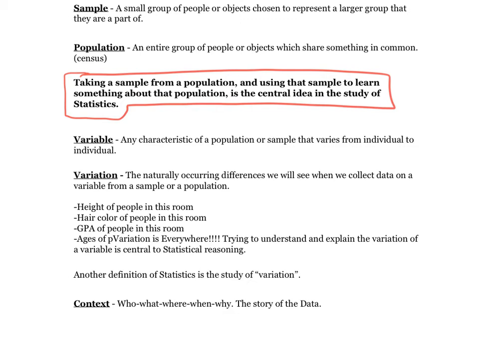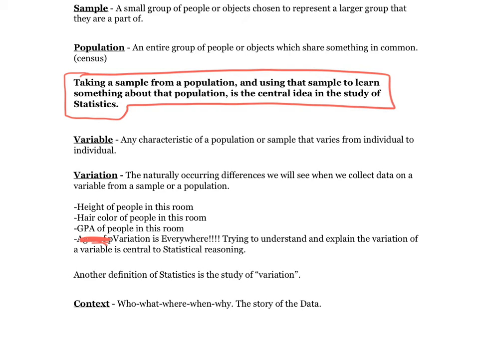Variation is the next definition, and that's the naturally occurring differences we will see when we collect data on a variable from a sample or a population. So the height of people in this room, if we were in the classroom, every person in the room is going to be a different height. Okay, not everybody is the same height. The hair color of the people in this room, not everybody has the same hair color, especially nowadays where everybody has some shade of highlights in their hair. No two people have exactly the same hair color. GPA of the people in this room or in our class. It's very rare for two people to have exactly the same GPA. Okay. So variation is everywhere. There's a little mistake here. Just ignore that. Variation is everywhere.